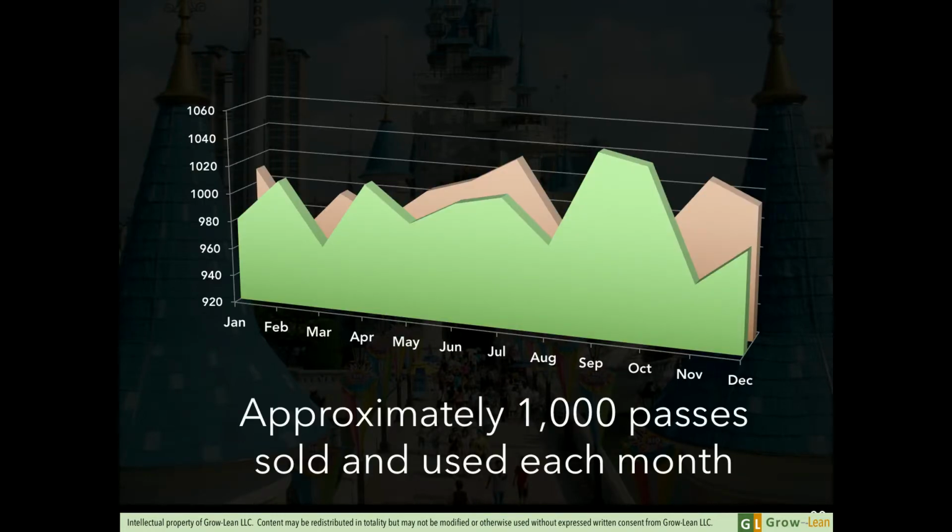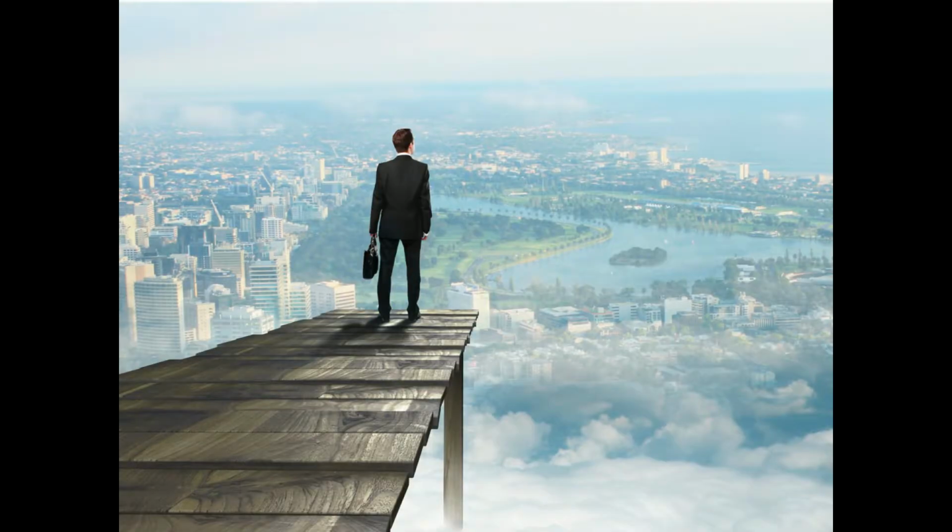Passes are often purchased in advance. This chart shows how many tickets are purchased a month and how many are used. What you'll notice is there's really no seasonality. Pretty much 1,000 are purchased and used each month. Very little seasonality.